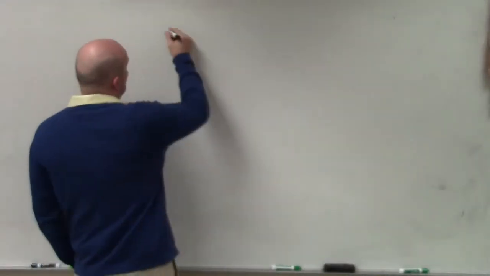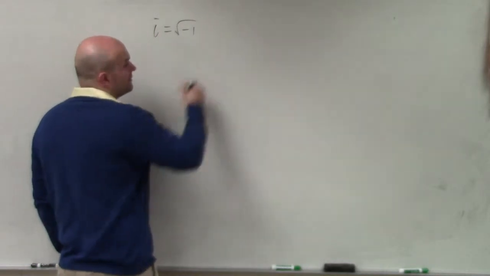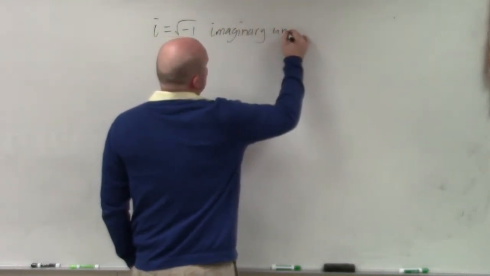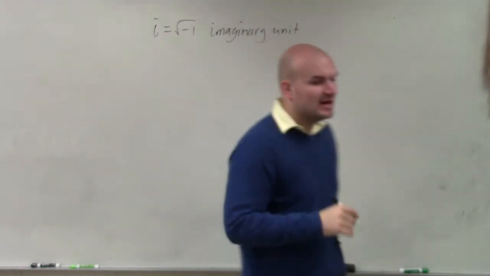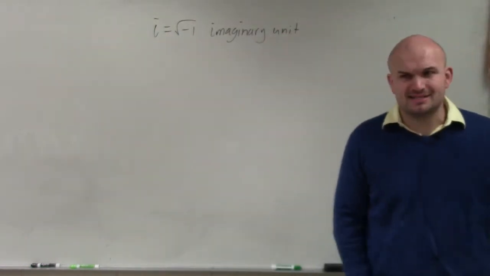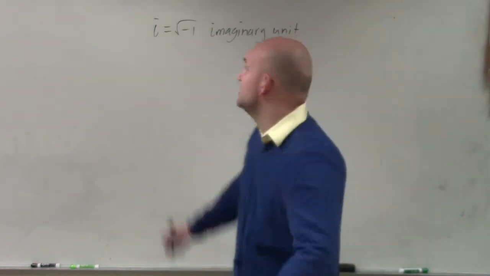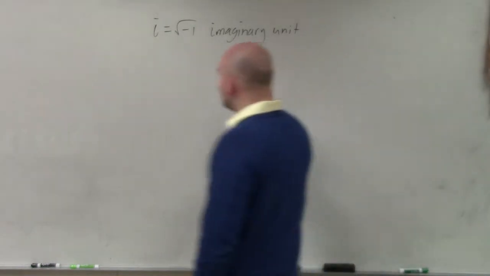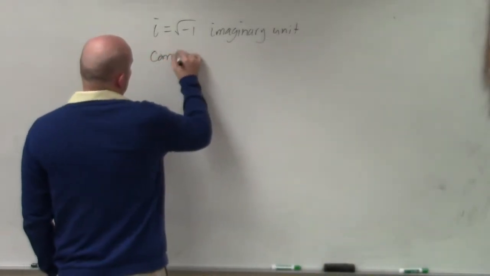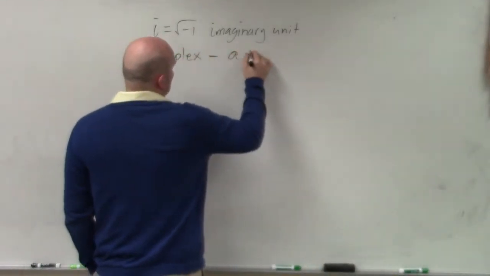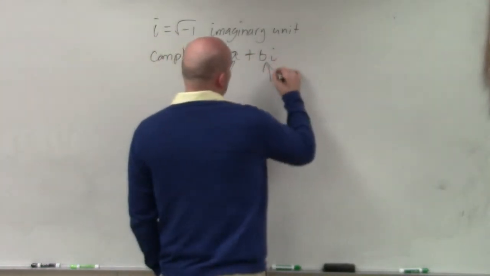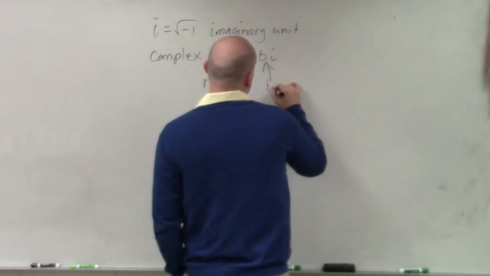Ladies and gentlemen, what we talked about before, if you guys remember, i represents the square root of negative 1. That is what we call our imaginary unit. Okay? But if you guys remember, we talked a little bit more about complex. i represents the imaginary unit, your imaginary numbers. But when we're talking about complex numbers, what we're talking about is a plus bi, where a is your real part and bi is your imaginary part.